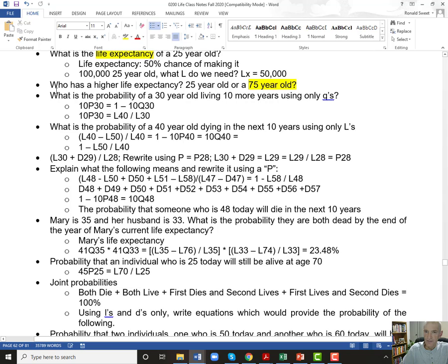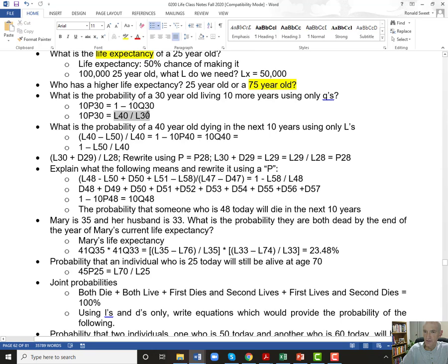All right, let's do a few more. What's the probability of someone who's 30 years old today living, so that sounds like a P, but I'm asking you to only use Q's, 30 years old today living 10 more years? So we know the answer is 10p30. That's pretty straightforward, but if you can only use Q's, then it's 1 minus 10q30. You could always also write this as L40 over L30. So L40 divided by L30.